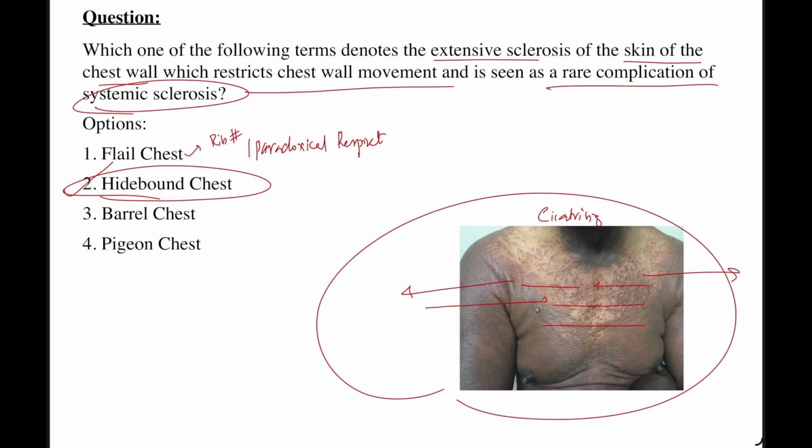Pigeon chest is seen in case of rickets. Barrel shaped chest is seen in case of obstructive pulmonary diseases. Okay, chest abnormalities and the differential diagnosis. So the correct answer for this systemic sclerosis condition is hide-bound chest. The diagram is seen here.